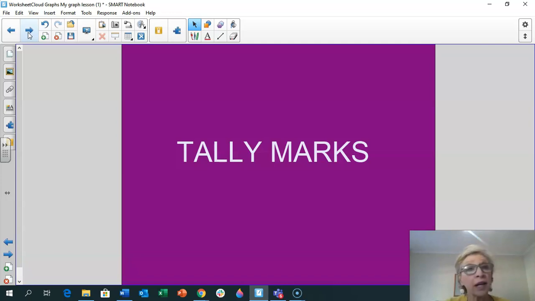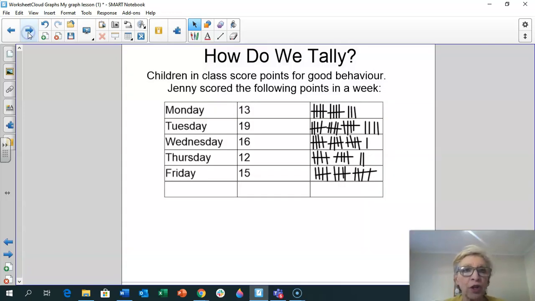And in my classes, they have groups, and so they score points for their groups. And on their group chart, they go and score tally marks. So if I say you've got 1 point, they draw 1 little mark. Right, so I'm going to show you how this is done. Children in class score points for good behavior. Jenny scored the following points in 1 week.